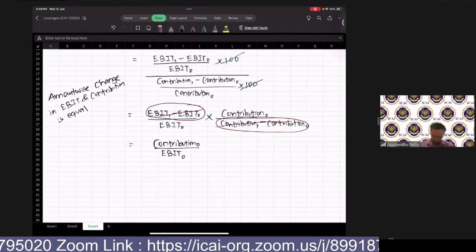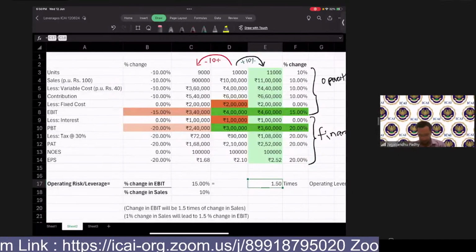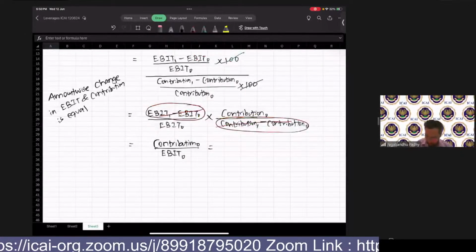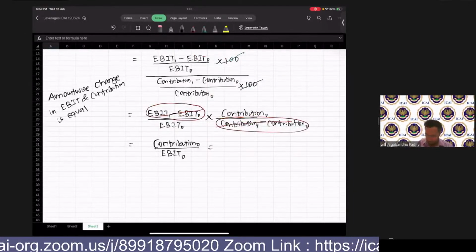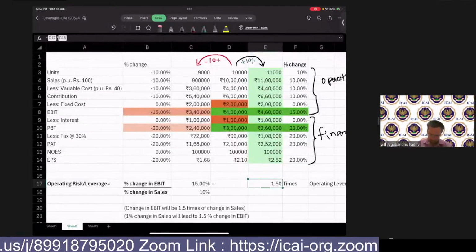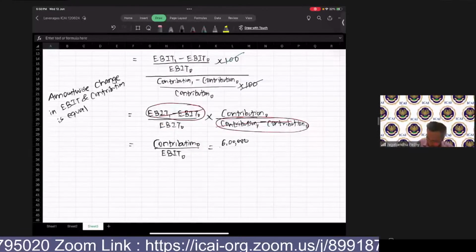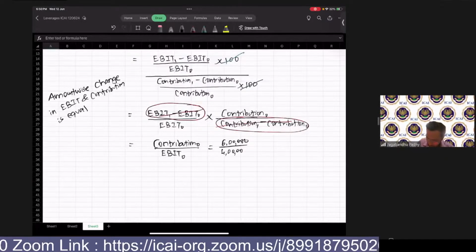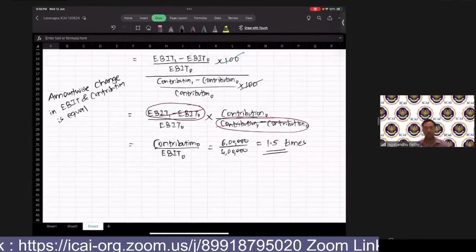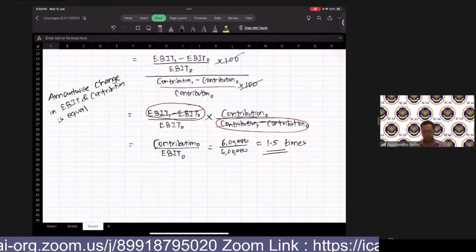Now, contribution 0 means the base contribution. The base contribution is 6 lakh and the base EBIT is 4 lakh. If you just divide it, that's 6 lakh divided by 4 lakh, which is 1.5 times. Okay, if you get it, yes.